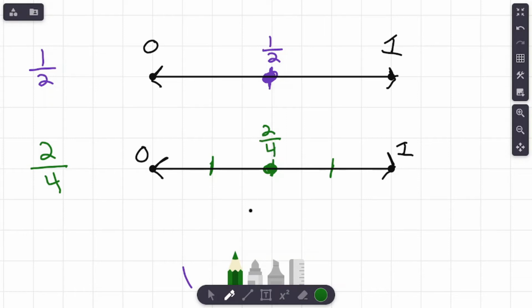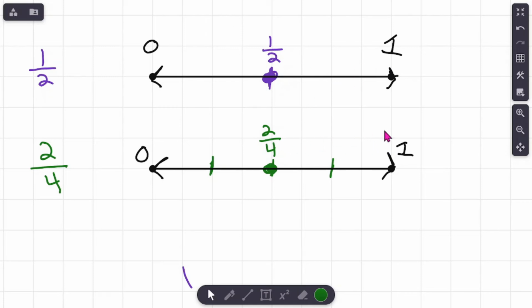So what do you notice? What do you notice about 1/2 and 2/4? What are you noticing on these number lines? What are you noticing about where 1/2 is located and where 2/4 is located? I know a lot of you are probably noticing they are the same distance from 0. Do you see how these are the same distance from 0? Do you see how they're the same distance to 1?